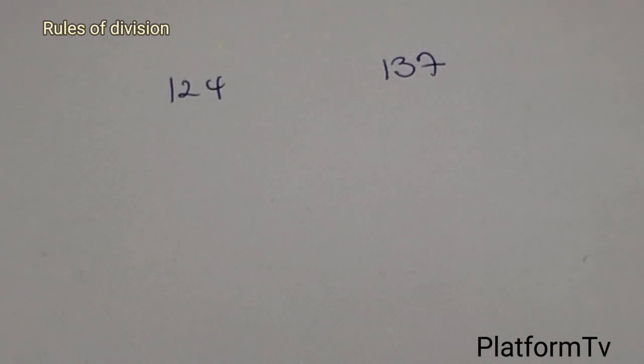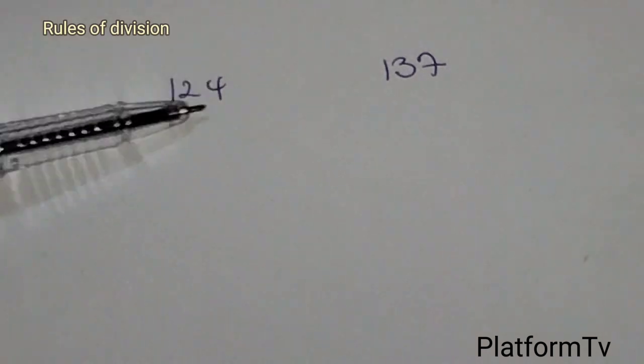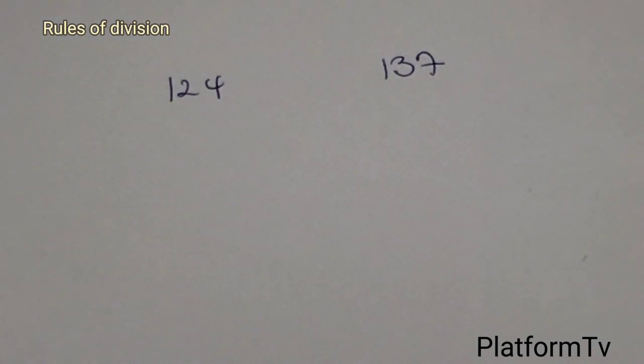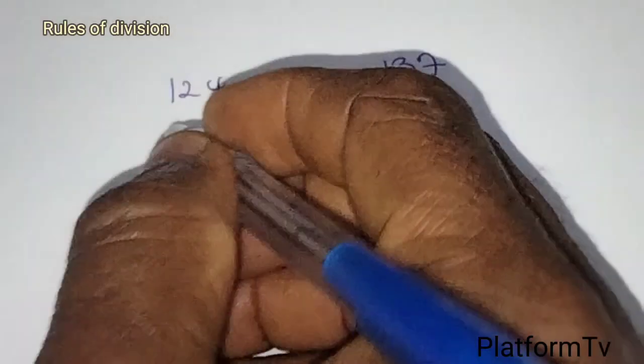So we have 124 and 137. According to the rule, we have to look at the last two digits to be able to tell if a number can be divided by 4, right? So we come to 124. The last two digits are 2 and 4, right? And since the last two digits are 2 and 4, it means that it's 24.